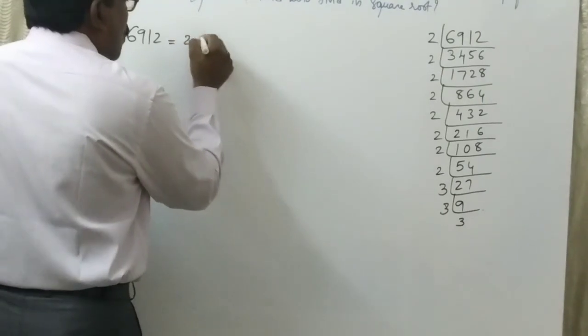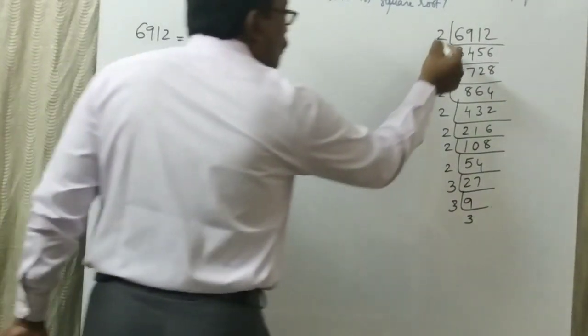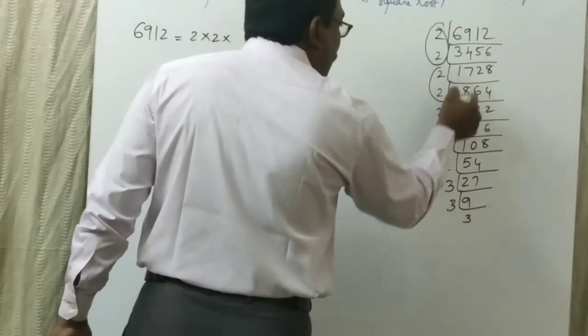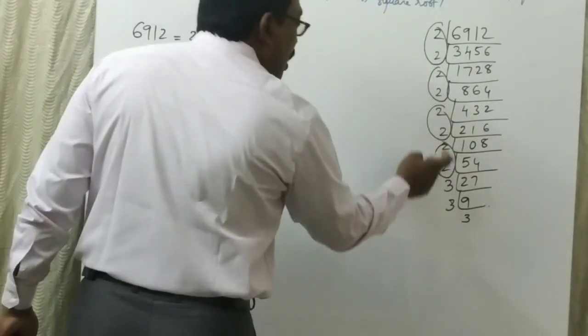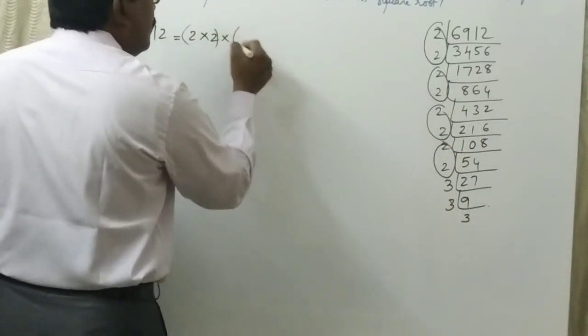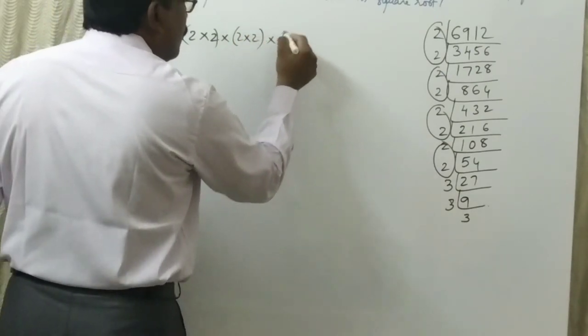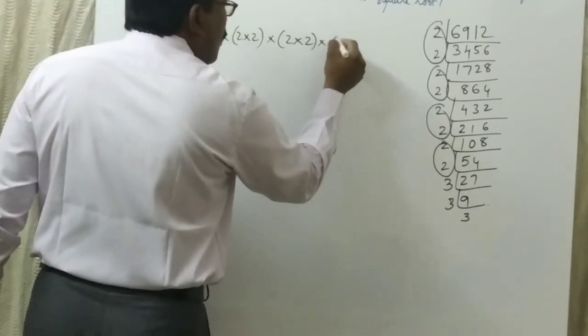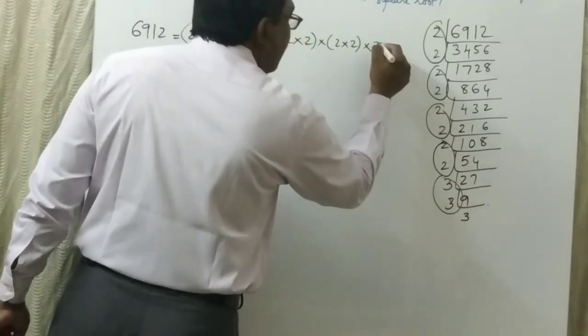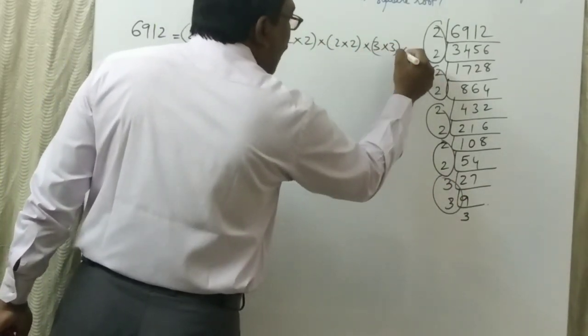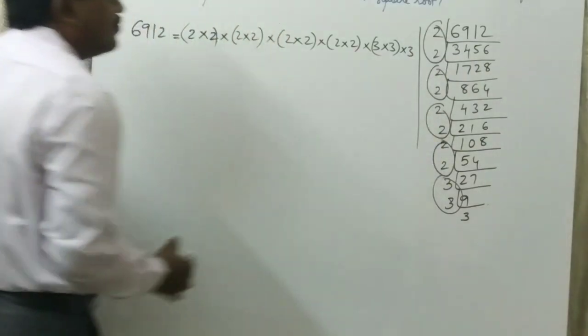So 6912 is equal to 2 into 2 into, how many 2's are there? I am encircling by pairing here itself. 1, 2, 3, 4. 1, 2, 3, 4. And one pair of 3 is there. And another 3 is there.